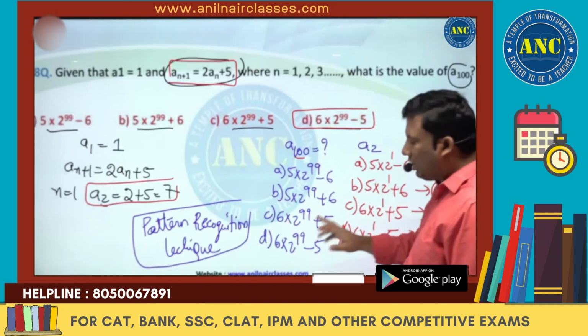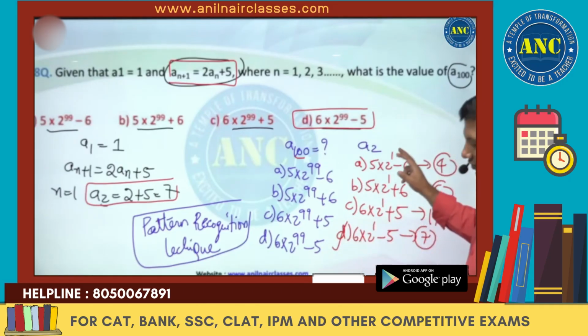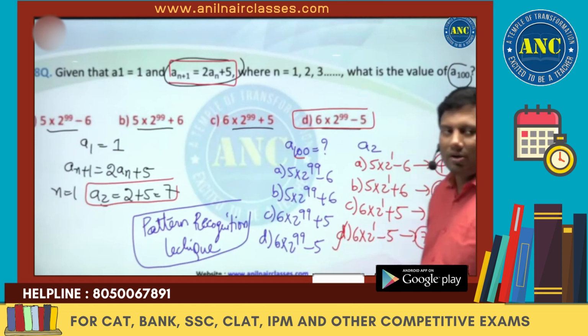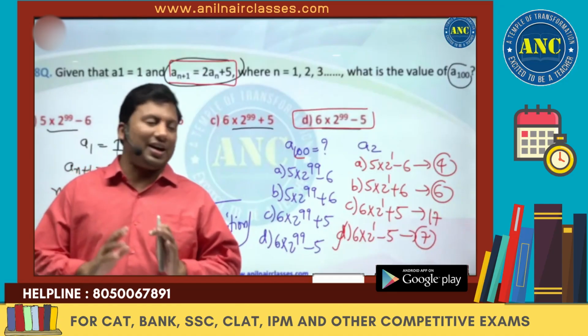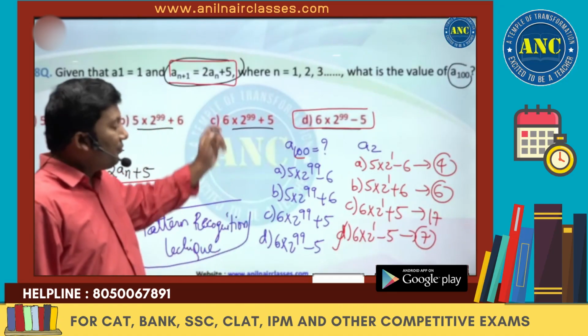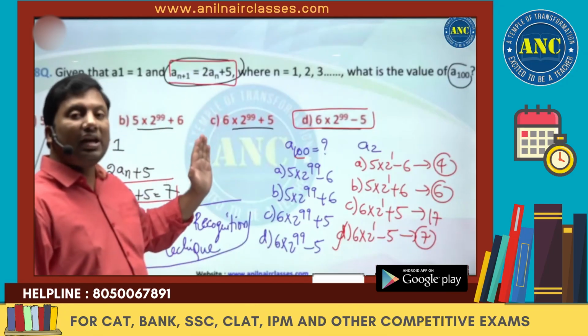If it is 100, powers are 99. If it is 2, powers are 1. I hope the idea is very clear to you. Very interesting pattern observation.